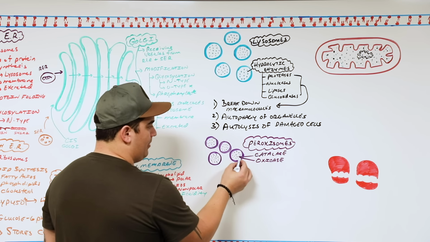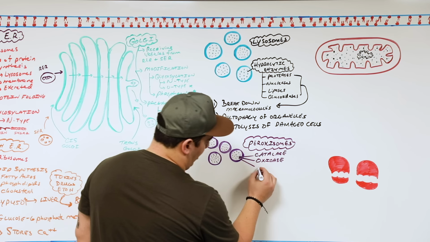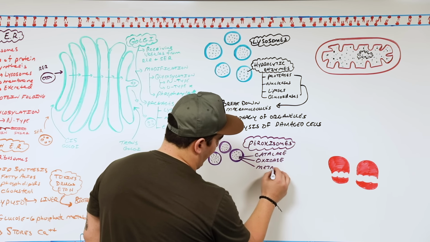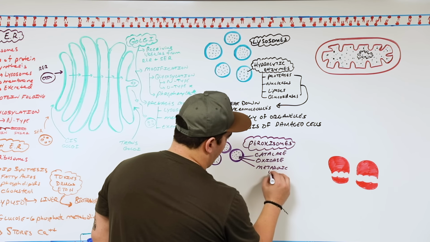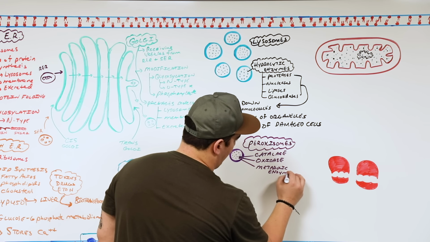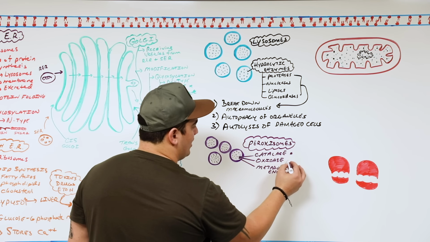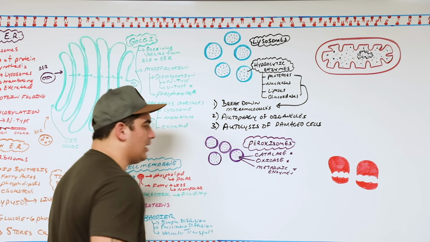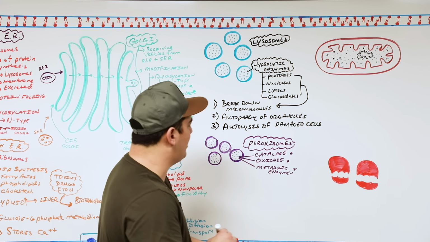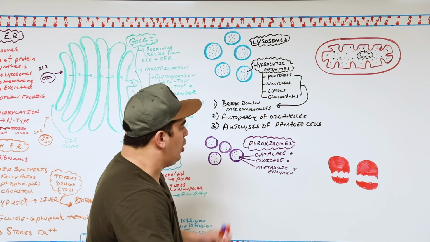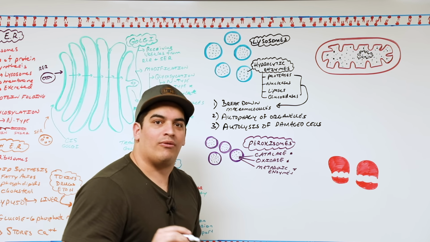They have other enzymes, okay? They have other metabolic enzymes. We're going to title them as that because it can be confusing if you get into more detail than that. But these are the big enzymes. So the first ones I want you to remember are the catalases, oxidases, and then other metabolic enzymes. Why am I telling you all of these things? Well, the catalase and the oxidase are important for free radicals.